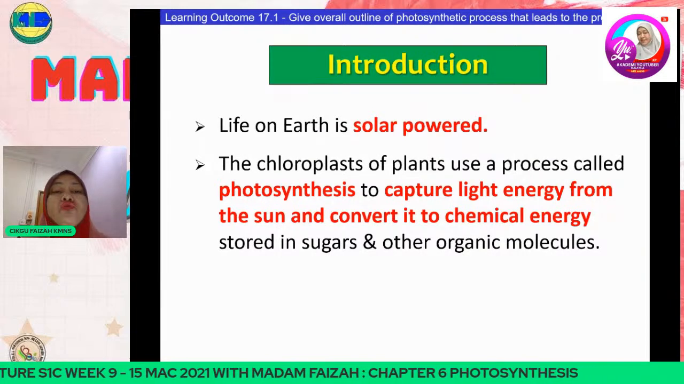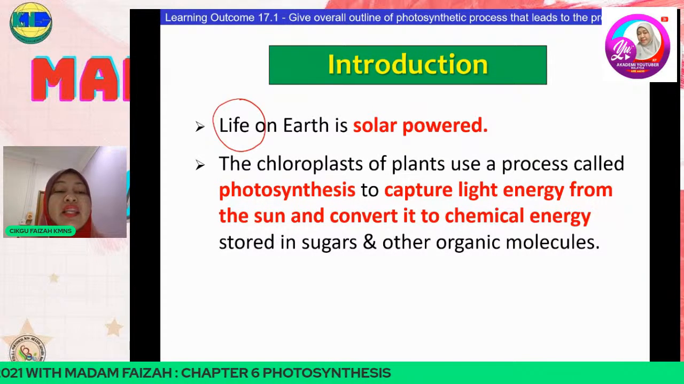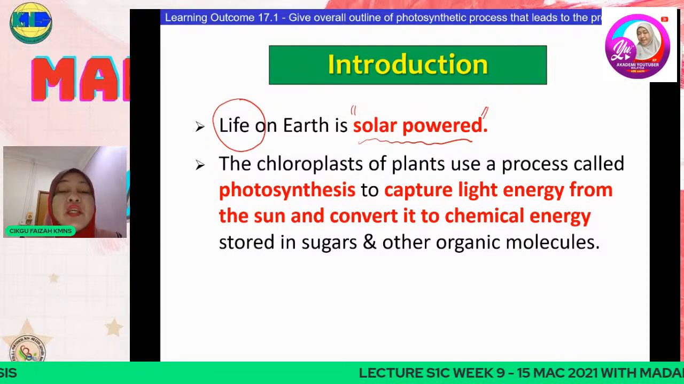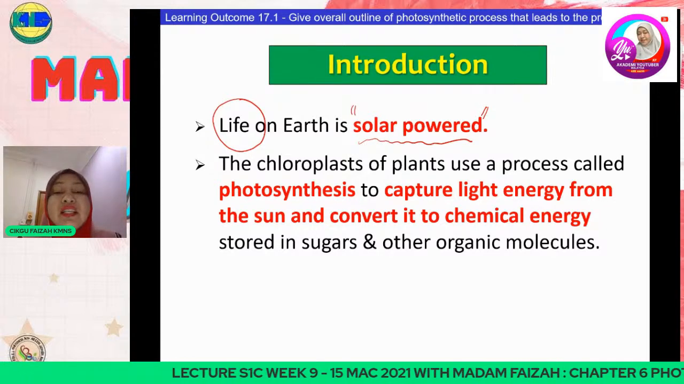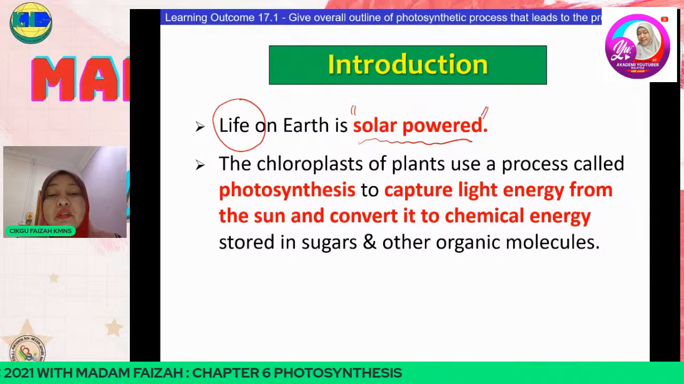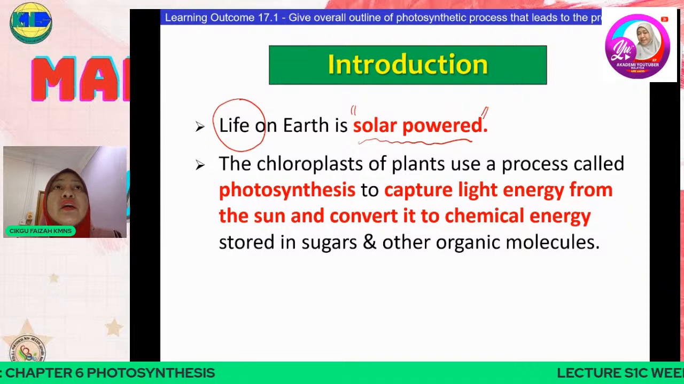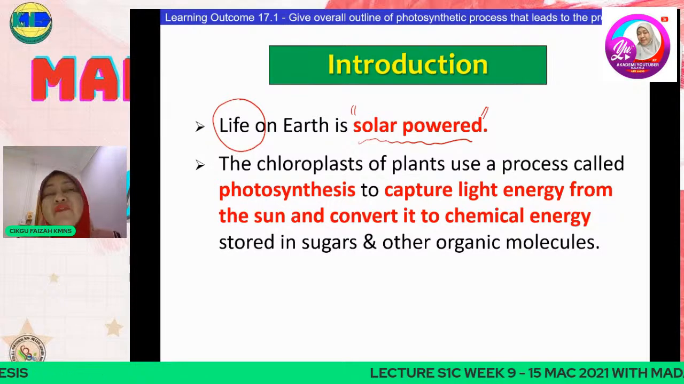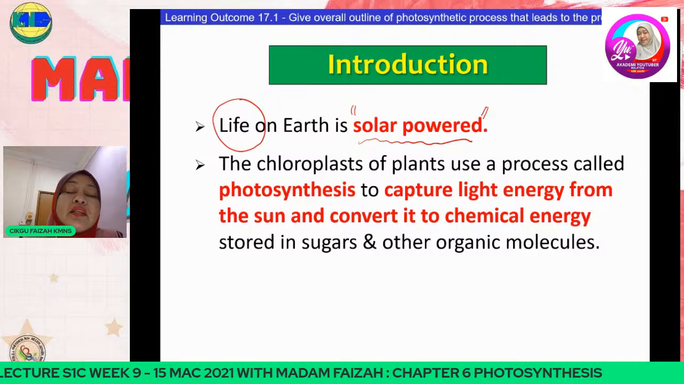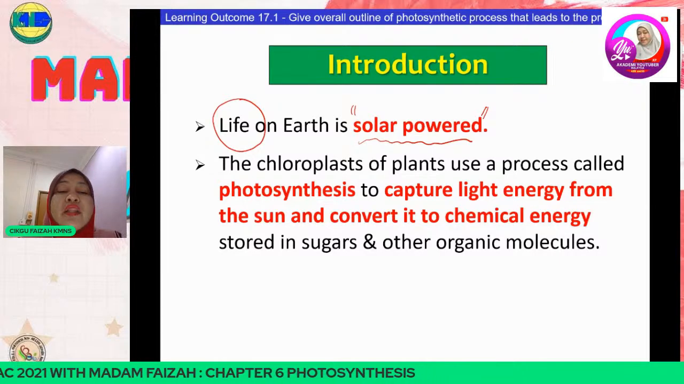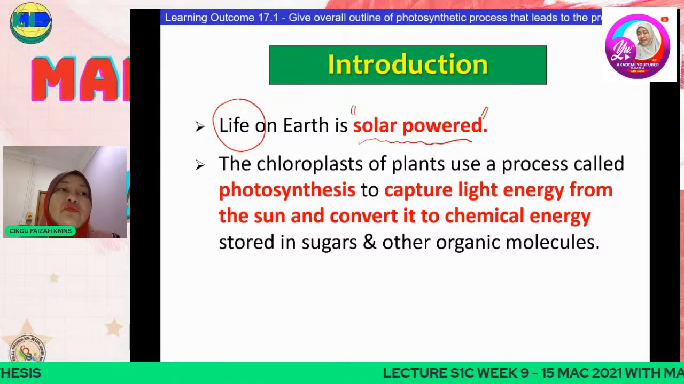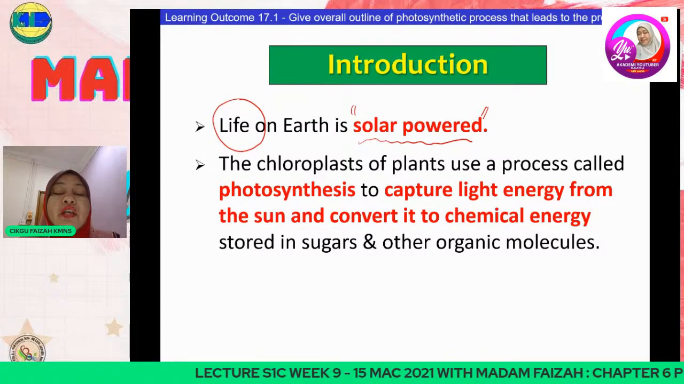As you all know, our earth life, life on earth, is solar powered. Just imagine this only star that we share: what happens if suddenly the sun disappears? You can imagine how dark our earth would be. Even if we have lamps, we don't know. Our earth is solar powered by the sun. That's why sometimes a house uses solar panels to absorb the solar energy to generate energy in their house.